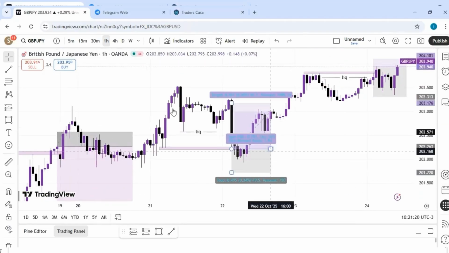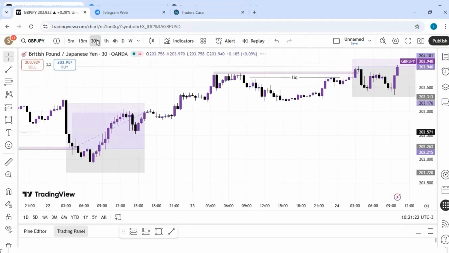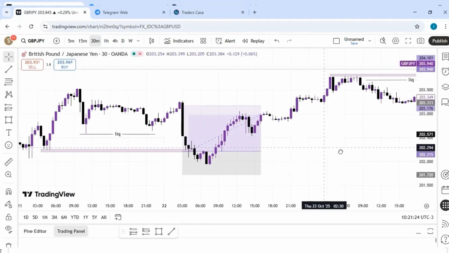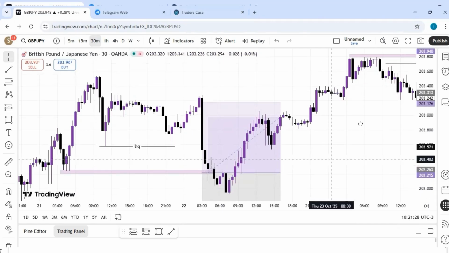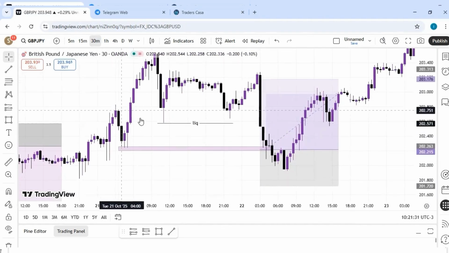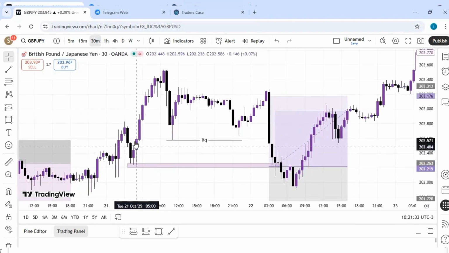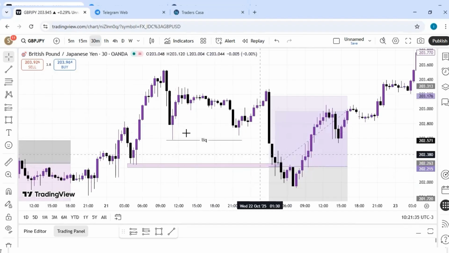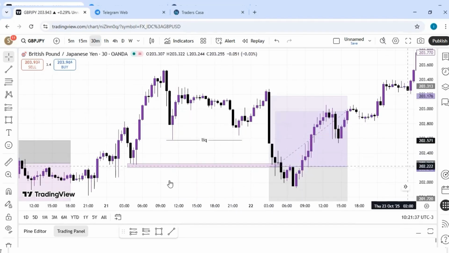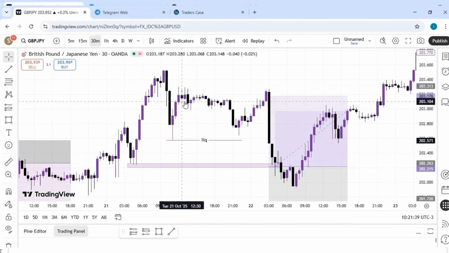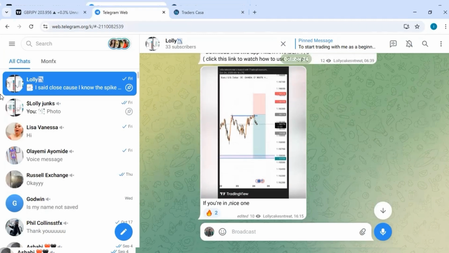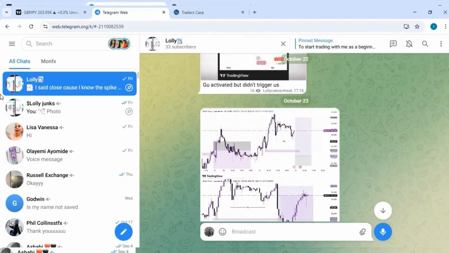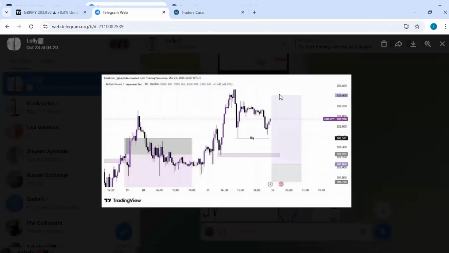I spotted this trade on my 30 minutes time frame. What I simply did was, I saw this trade on Wednesday morning. Yes, I was about heading to school, and I saw this trade. Okay, wait, let me show you. This was the trade when I saw it, right?